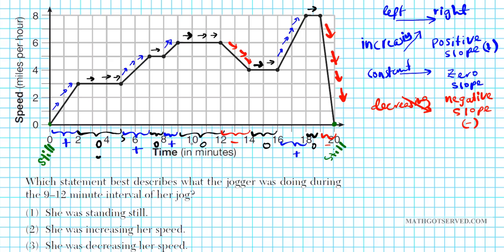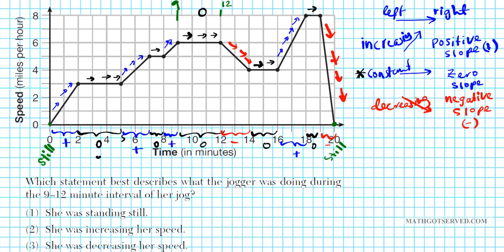All right, so let's take a look at 9 to 12. This is where we're going to focus in on. I was trying to show you everything so you really understand, as opposed to just answering the question. So from 9 to 12, what is happening there? You have 0 slope. If you have 0 slope, what is happening with the speed? Is the speed increasing, decreasing, or constant? If you look at this chart we have here, zero slope means that the speed is constant.